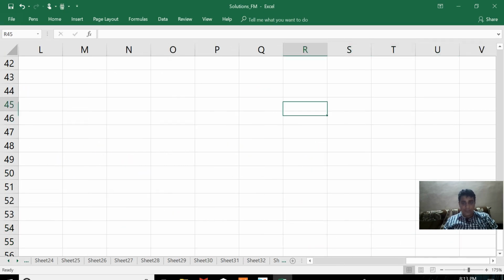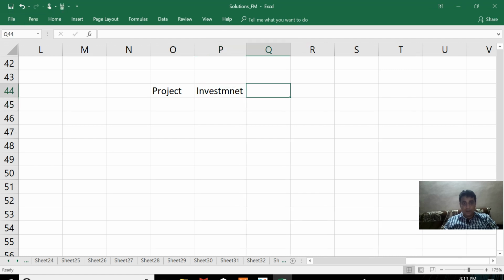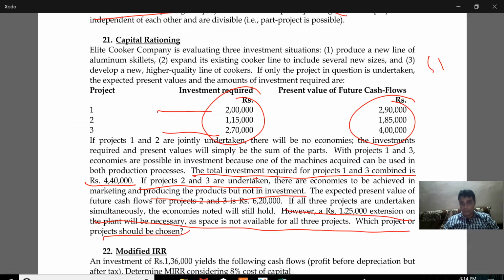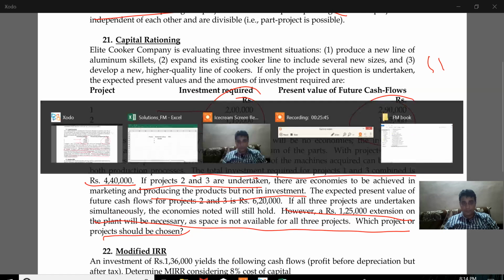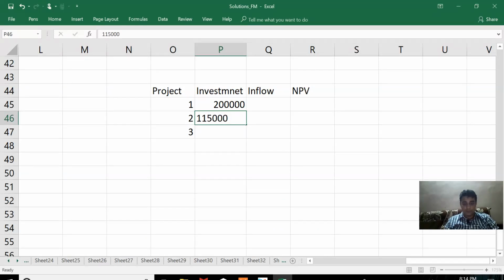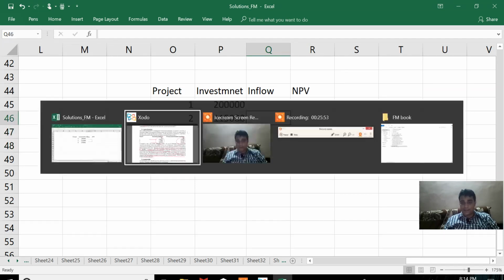Let me first capture the base information. Project, investment, inflow, NPV. These are the scenarios. You can separately do 1, 2 and 3. On 1 you have to invest 2 lakhs. This is what you have to invest: 2 lakh, 1,15,000 and 2,70,000.